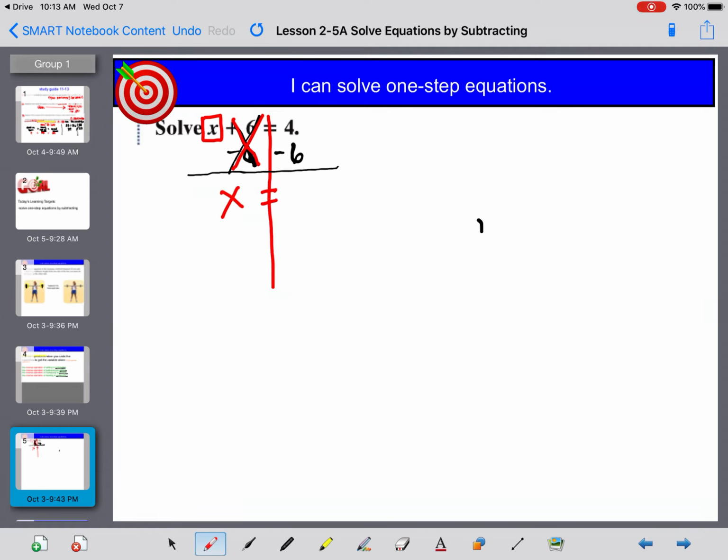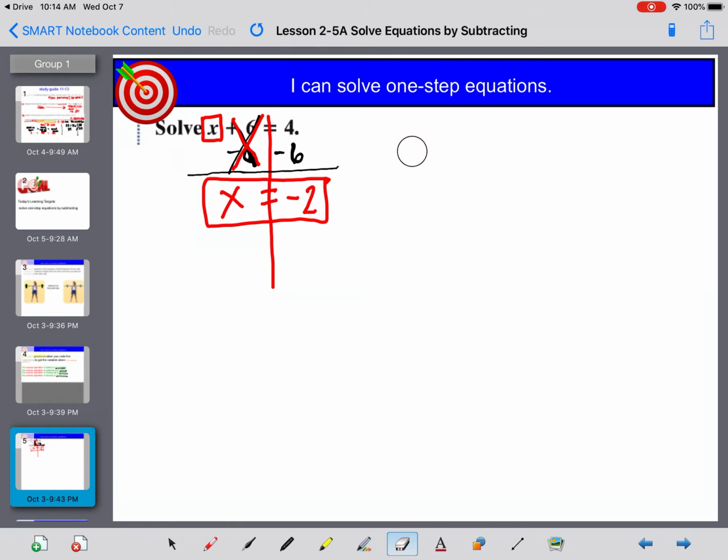Your equal sign always goes on the line that you drew to divide, and then you solve the problem on the right. 4 minus 6. Well, if I have 4 plus a negative 6, or 4 minus 6, I end up with negative 2. Now we're working on two things. First, we're working on how to get x by itself, but we're also working on having a consistent method for showing our work in a problem. So make sure that you show your work like I'm showing my work.